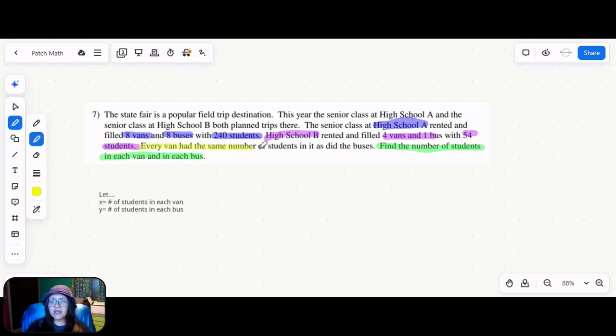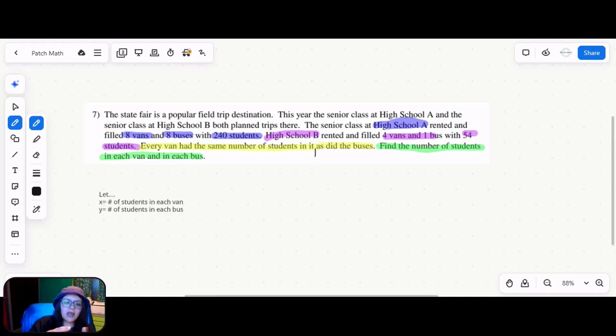Now this is the sentence that is a comma away from making this word problem clear: every van had the same number of students in it as did the buses. To me, that reads as written that the vans and the buses had the same number of students. Given the setup of this problem, it's not possible for the vans and the buses to have the exact same number of students in them. What I'm pretty sure they're trying to say is every van had the same number of students in it, comma, as did the buses.